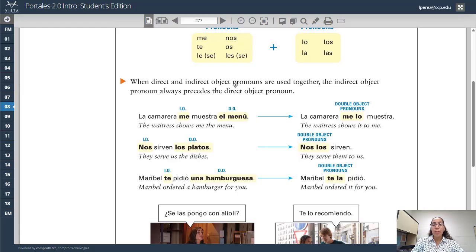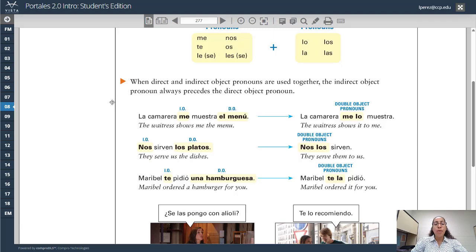When direct and indirect object pronouns are used together, the indirect object pronoun always precedes. So it's like ID, right? The I of indirect and the D for direct. So ID will always go first, just like you typically have in your sentence structure. That's how it'll be when your pronouns are together.